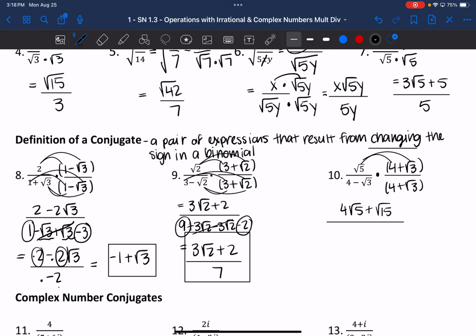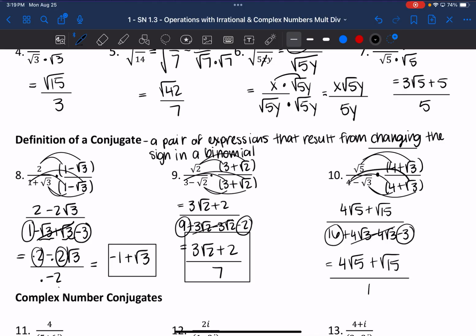over, in the denominator, I'm going to have 4 times 4, 4 times root 3, negative root 3 times 4, and negative root 3 times positive root 3, which is negative 3. So these would go away, and then I can combine 16 and negative 3. So I'm left with 4 root 5 plus root 15 all over 16 minus 3, which is 13. Again, not divisible, so that's where I leave it.